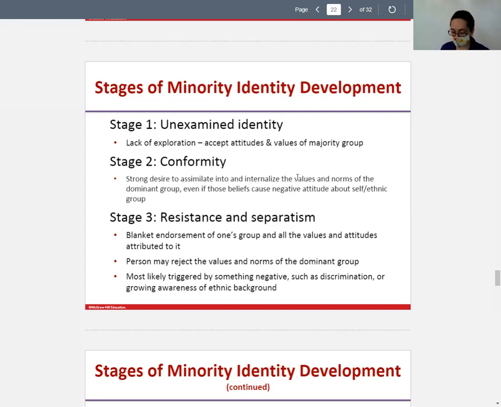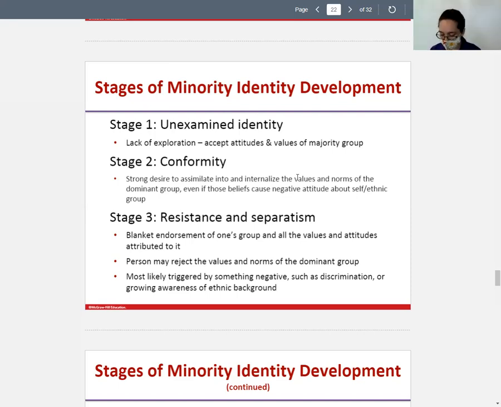And in this first stage, your ideas about identity may come from your parents, from your friends, or you just might not really be concerned about whatever your particular ethnicity is. You're not really thinking about it terribly much. It just might not be important to you at that time.